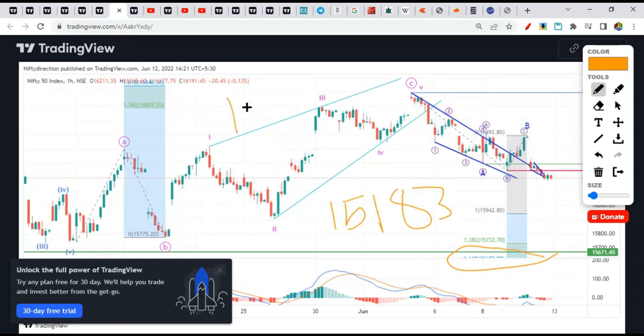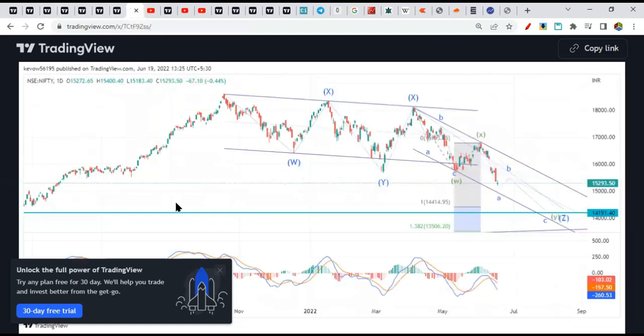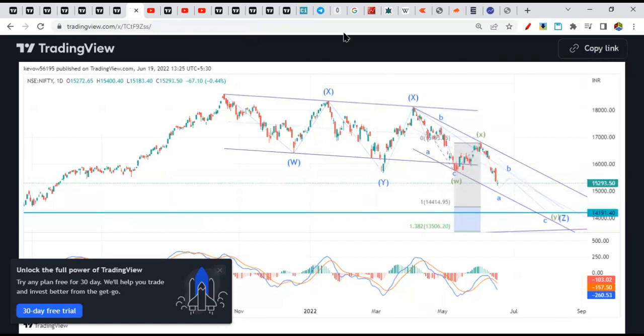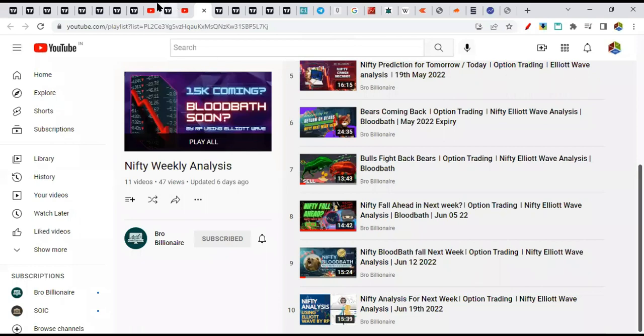So from 16,438 we expected a drop towards 15,600 and beyond. That was almost 800 points of fall you could capture. In last week's analysis as well, we mentioned that Nifty would be in a consolidation B wave and then the C wave would start on the downside, going towards this lower end of the channel. This was our view, and even based on indicators, we mentioned that Nifty would drop on the downside.